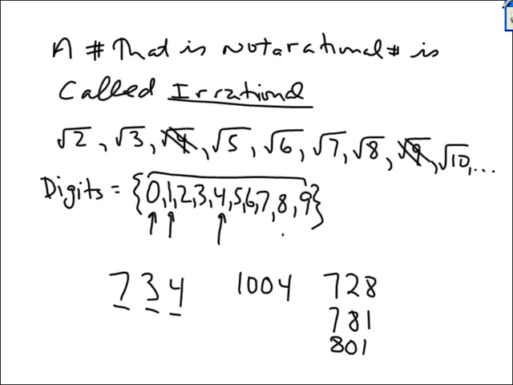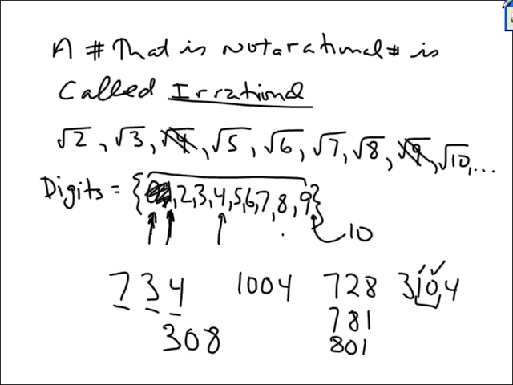For example, we don't need to include 10 as a digit. Why is that? Because to write 10, you need a 1 and a 0. That is, to write 3104, you don't need a 10. You can get away with just having a 1 and a 0. Well, you may say, I'm going to remove the 1 and the 0 and put a 10. Well, that gives you trouble, because then you can't write 308, because you need a 0.